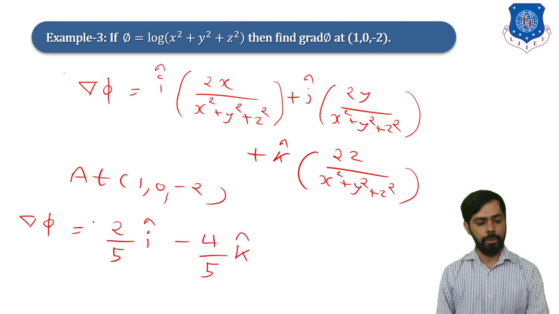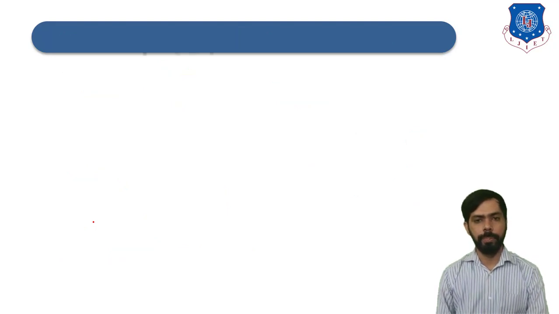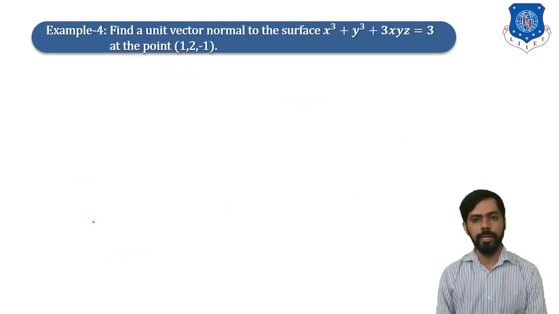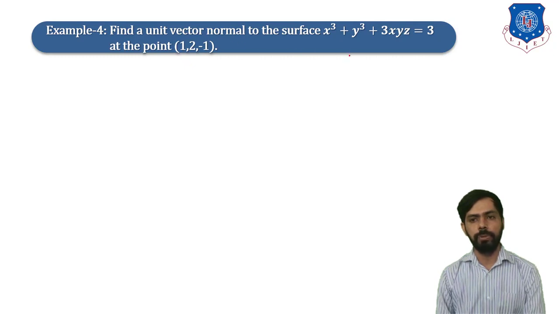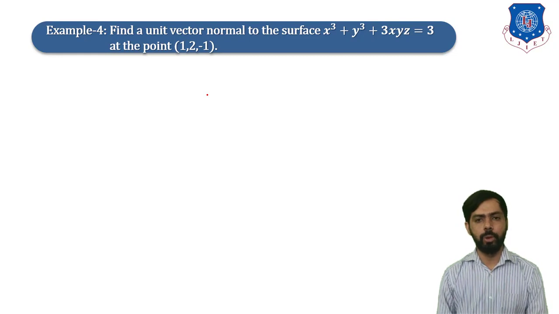Now let us discuss example 4, that is, find a unit vector normal to the surface x cube plus y cube plus 3xyz is equal to 3 at point (1, 2, minus 1). As we have discussed the geometrical interpretation of gradient, the gradient of function phi will give us the normal vector to the surface. So here we have to find out the gradient of this function phi.